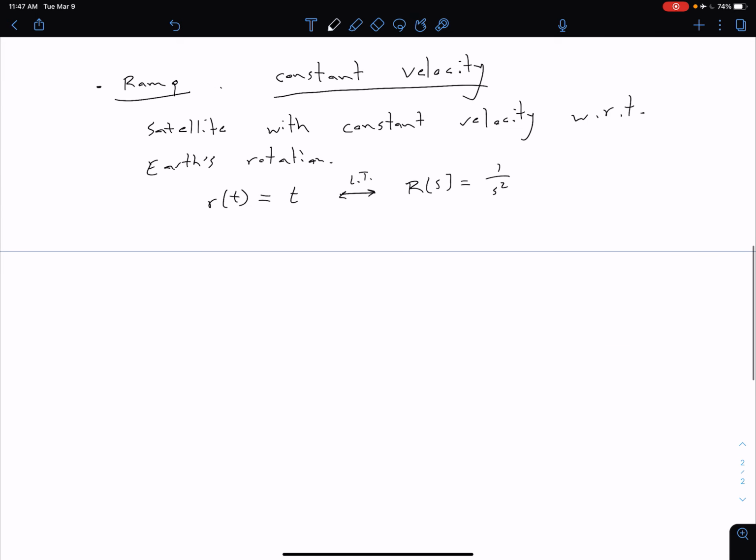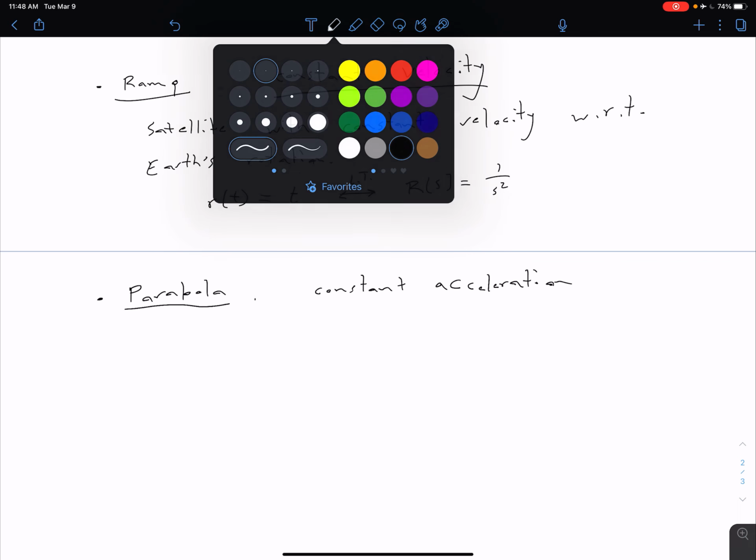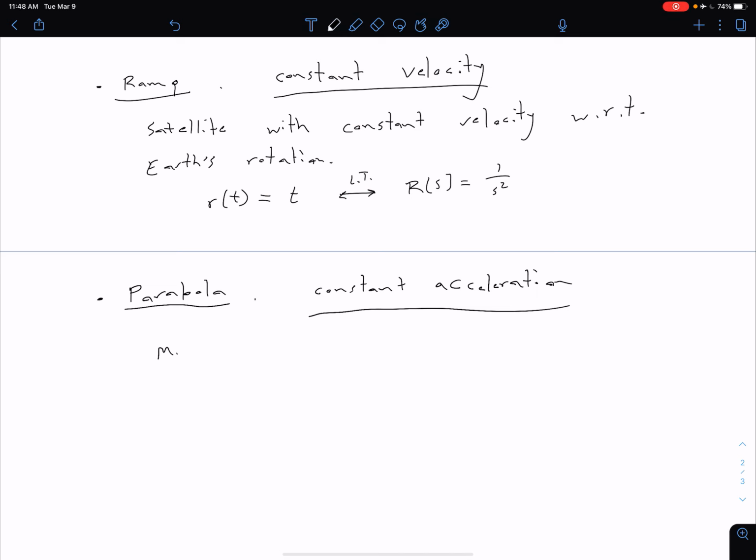The third type of common input we're going to look at is our parabolic input. So we could have a parabola. This is going to correspond to constant acceleration systems, as you might have guessed. An example of this, related to our satellites, would be a missile or a rocket, something that's accelerating constantly after launch.